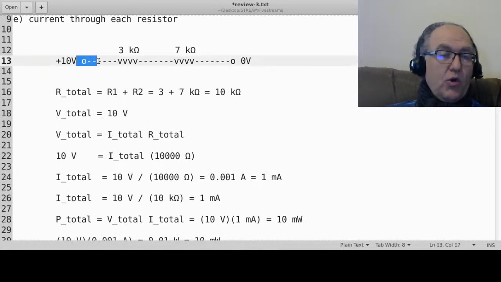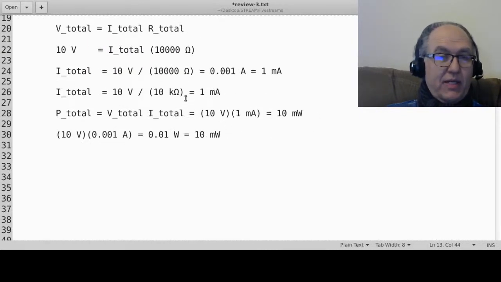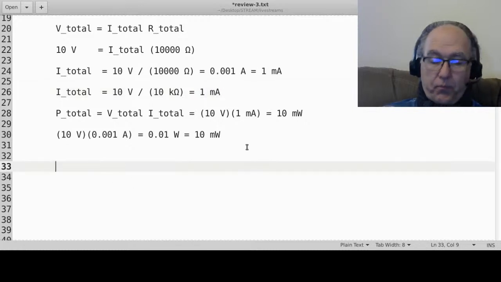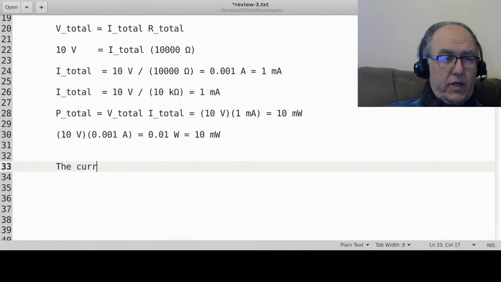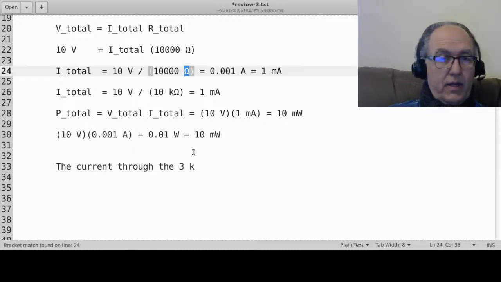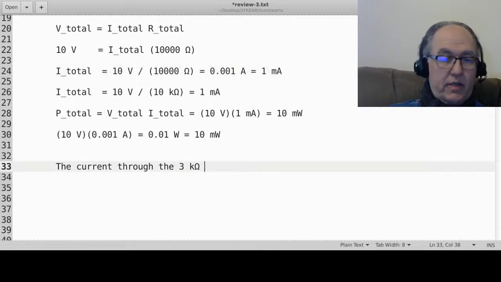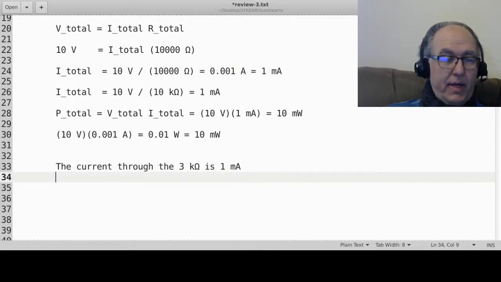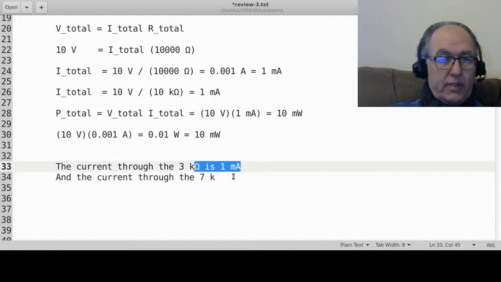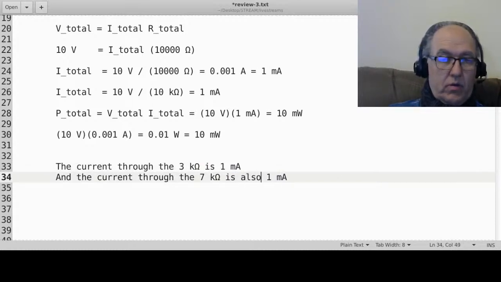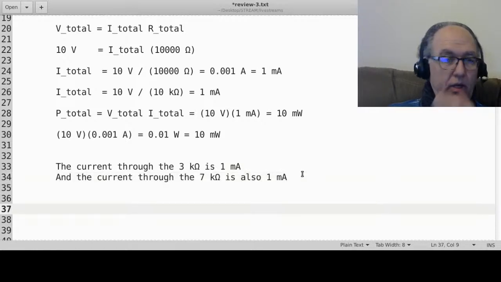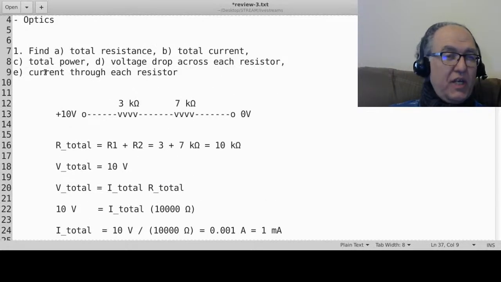But because there's no split, the total current traveling through any one piece of the wire is the total current everywhere in the wire, and we found that to be 1 milliamp. And so to answer the question, the current through the 3 kilo ohm is 1 milliamp, and the current through the 7 kilo ohm is also 1 milliamp. All right, so that answers question E.